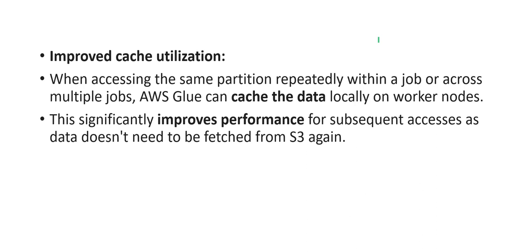Plus, it helps you to improve the utilization of the cache when you are accessing the same partition repetitively within a job. Glue can cache the data locally on the worker nodes. So that means it already has the processed data cached, so it will not have to reprocess the data. That is going to improve your performance for subsequent accesses. The next time you're trying to process a similar data set, it will improve the performance, as the data need not be fetched from S3 again. It can be straight away taken from the cache. That is the advantage of leveraging cache to a great extent. This feature comes with leveraging partitioning as an option. So this is a performance hack.